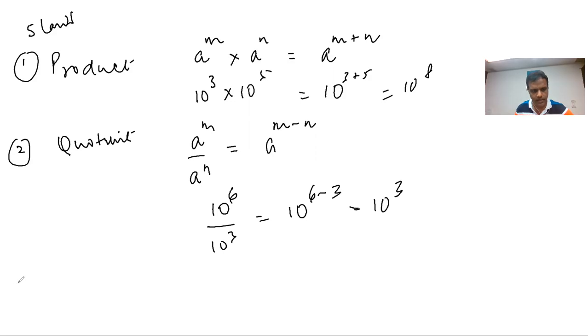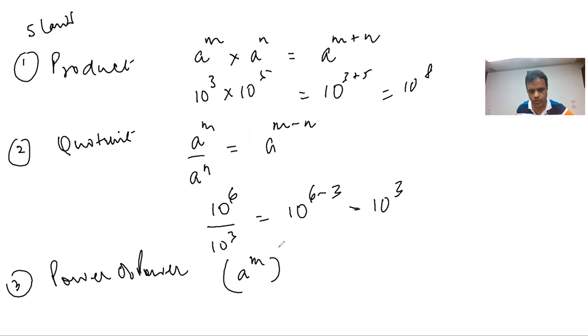Right? Let me take the third law, which is power of a power. Now what does power of a power mean? If the number is a to the power m and the whole is to the power n, then this is written as a, and in the power, we multiply the two exponents, m into n. Let me give you an example. 10 to the power 3 whole to the power 2 can also be written as 10 to the power 3 into 2, which is 10 to the power 6.